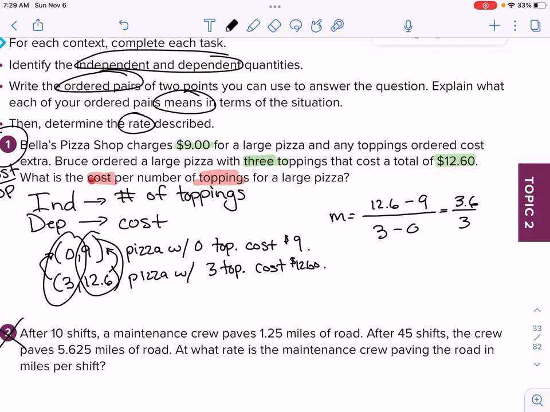Now this, we can do some mental math here. We're not going to use a calculator. How many times can 3 go into 3? It's 1. And then how many times can 3 go into 6? That's 2, so it's 1.2.